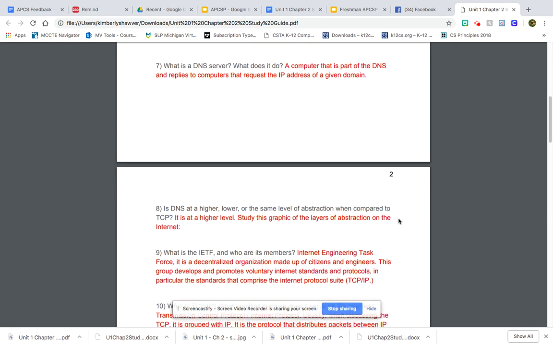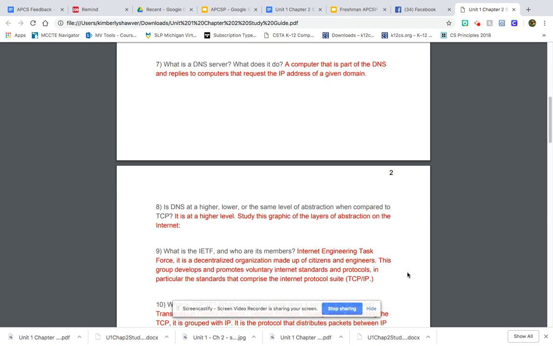What is a DNS server? What does it do? A computer that is part of the DNS and replies to computers that request the IP address of a given domain.